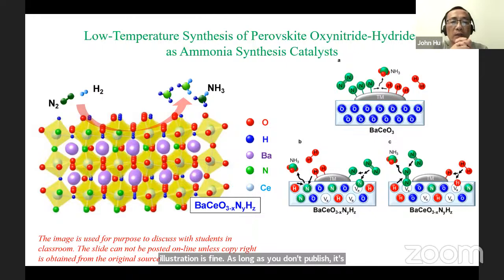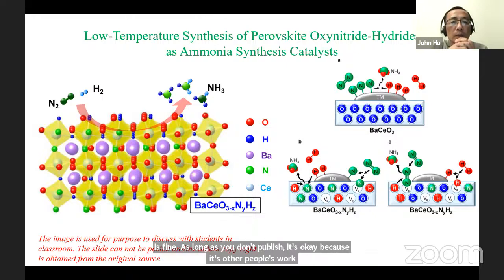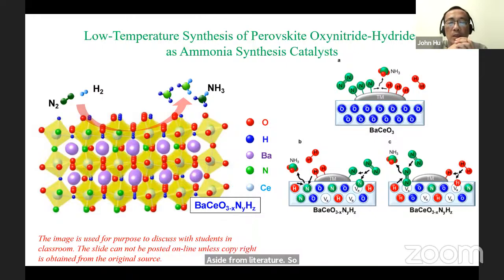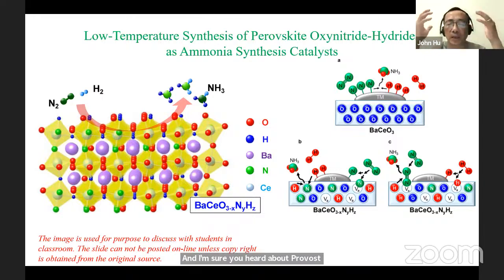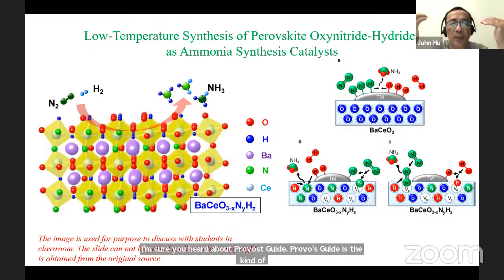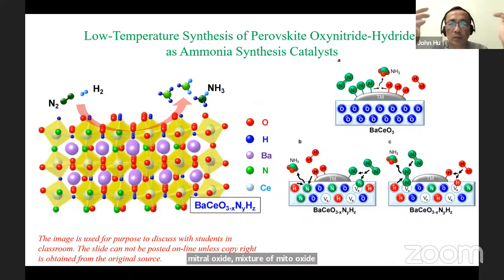This I cited from the literature. So basically, this low temperature ammonia is called perovskite, and I'm sure you heard about perovskite. Okay, perovskite is a kind of metal oxide, a mixture of metal oxides deficient in oxygen. That's called the perovskite.